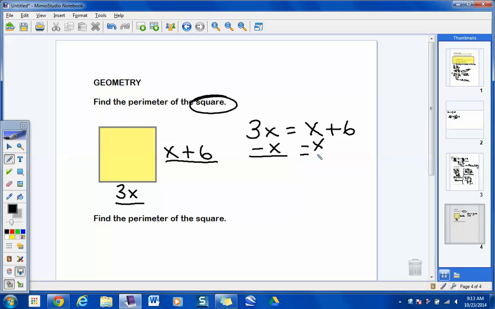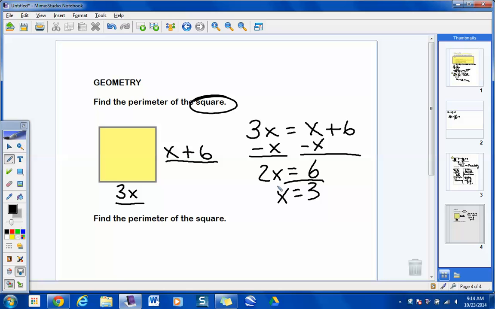All right, watch what happens here, gang. On the left side, don't you get 2x? Yep. On my right side, what do you get? 6. All right, so we can easily solve for x, right? What is my x value? What is that number? 3. 6 divided by 2 is 3, right?